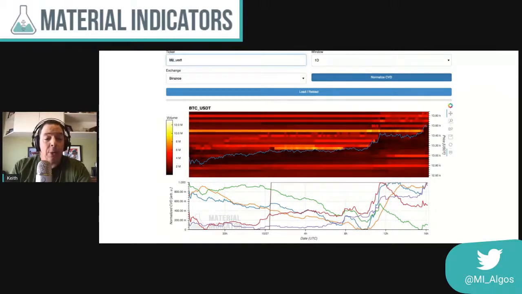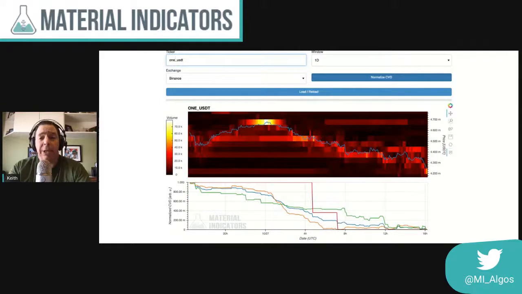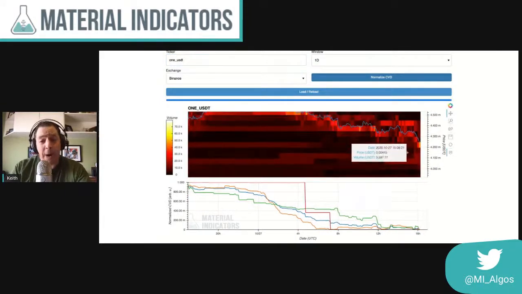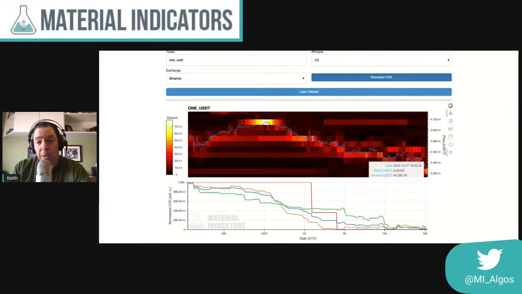So 1 USDT is what we're looking at. And what I like to look for here is, is this falling on support? And look, it is falling right on support right here, right? So right on about $44,000 of support, which is significant for that coin.